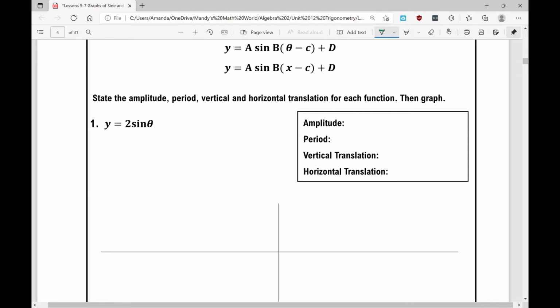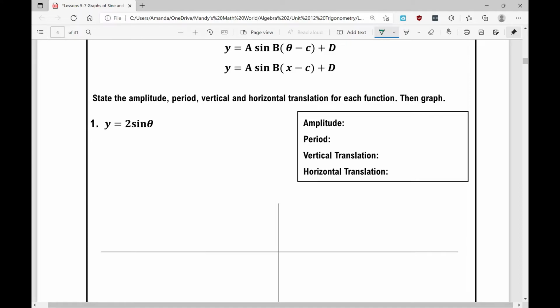In today's lesson, there will be no period changes. So every period will be like one revolution around the circle. Our period's going to be 2 pi, or 360 degrees, because that's how many degrees are in one circle, or how many radians are in one circle. So the period's going to stay the same in every single example today. There will also not be any horizontal translations, so only amplitude changes and vertical translations.